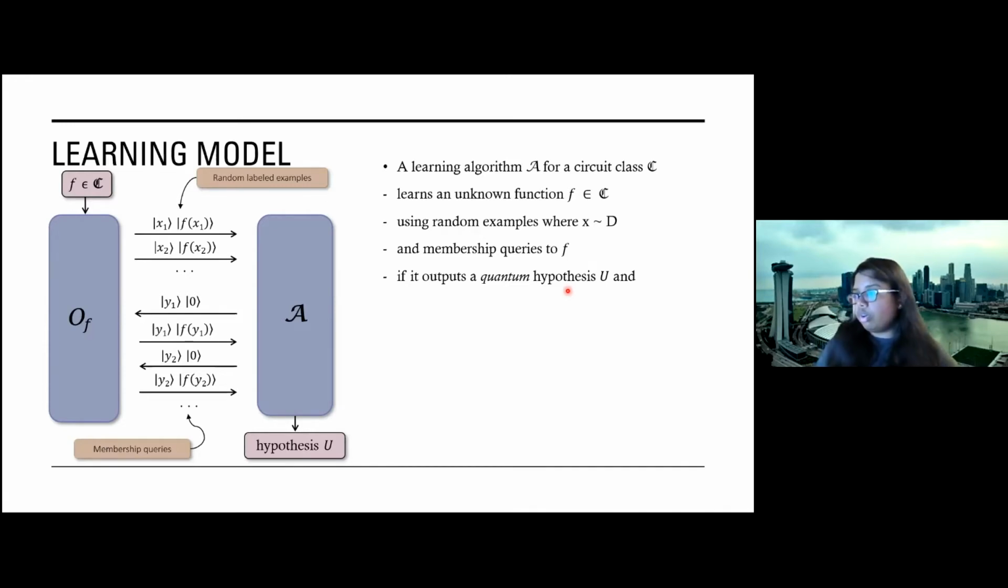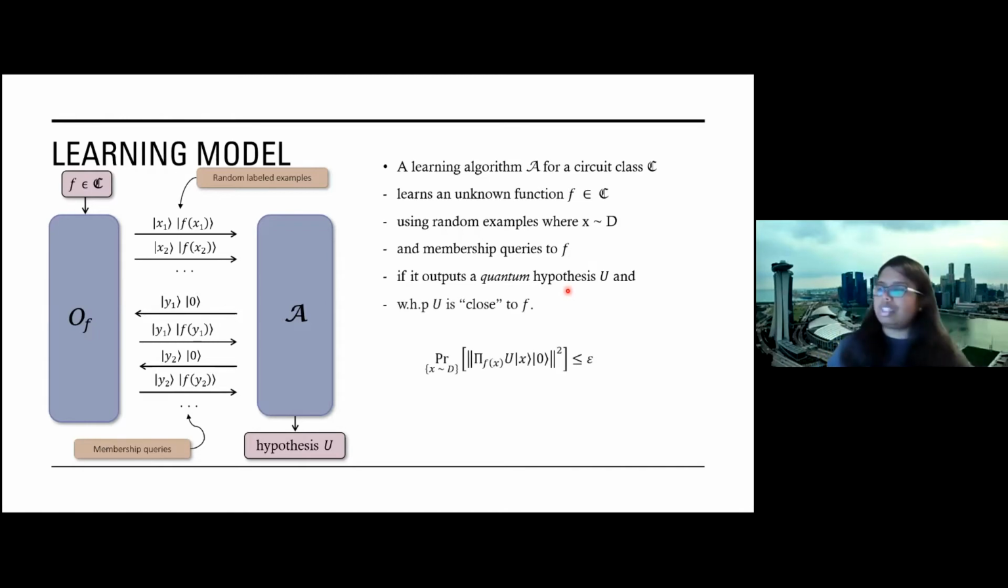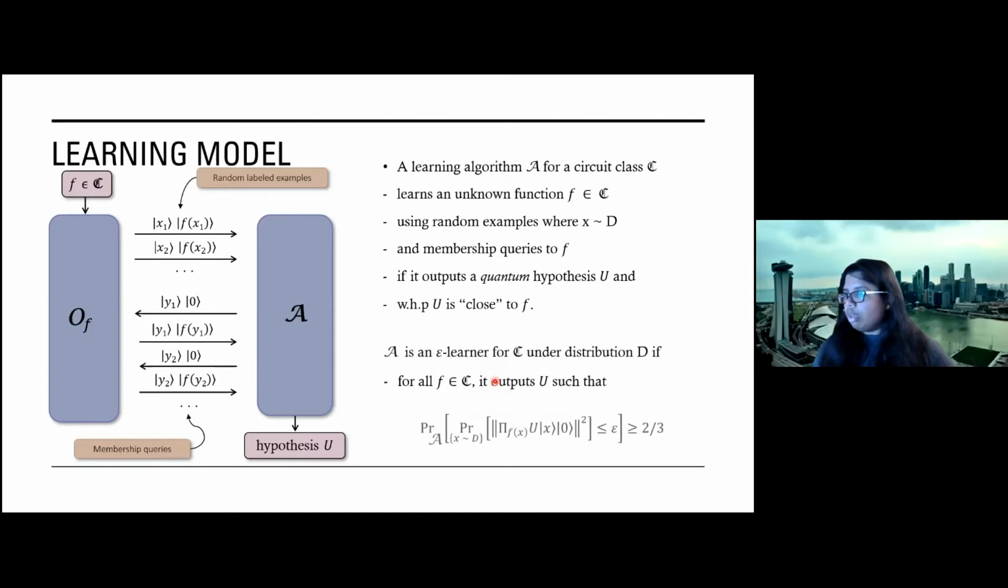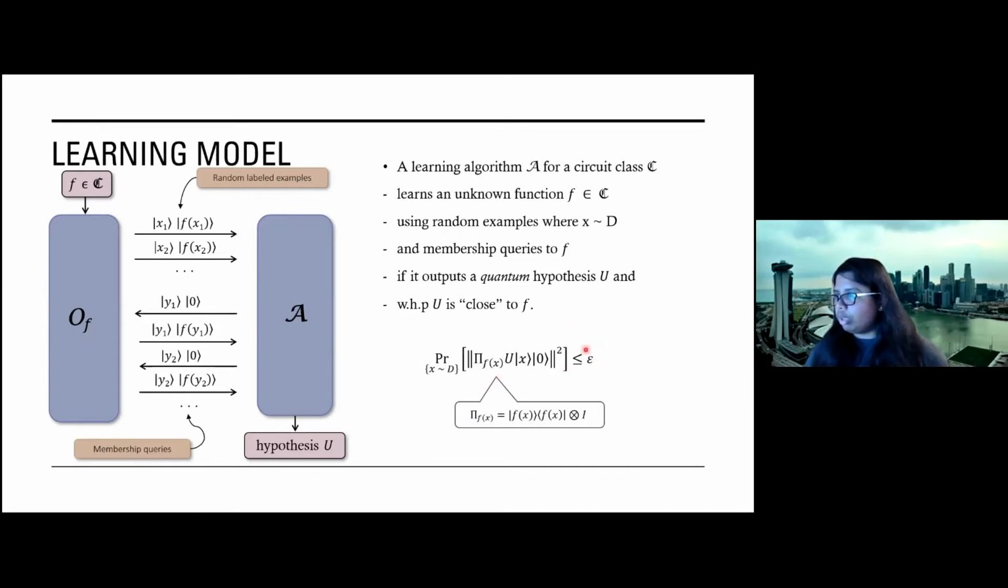What is the condition for this hypothesis to satisfy? I should say that it has to be close to the function you want to learn. What does that mean? Essentially, if I take an input x and I run the unitary U, and I measure the first qubit, I need it to be equal to f of x with high probability, which means the probability of making an error is very low. Okay, probably that should be at least 1 minus epsilon there, and it's not less than or equal to epsilon. We want this to happen with high probability. So sorry about that.